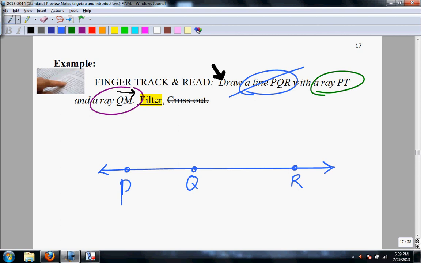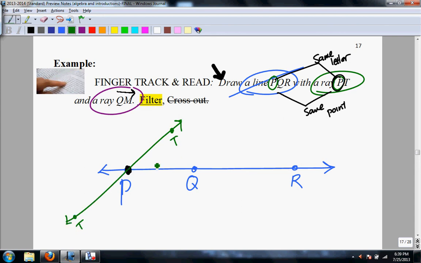Now we're going to draw ray PT. Now, very important. You see that same P there? If I repeat a letter in the same problem, it means the same point. So just note, if you have the same letter, it is the same point. So when you see P there, it's this P that you already have. So we want to draw another ray starting with P going towards T. Now it really doesn't matter which direction. I can go like that if I wanted to. PT. I could go like that. PT.